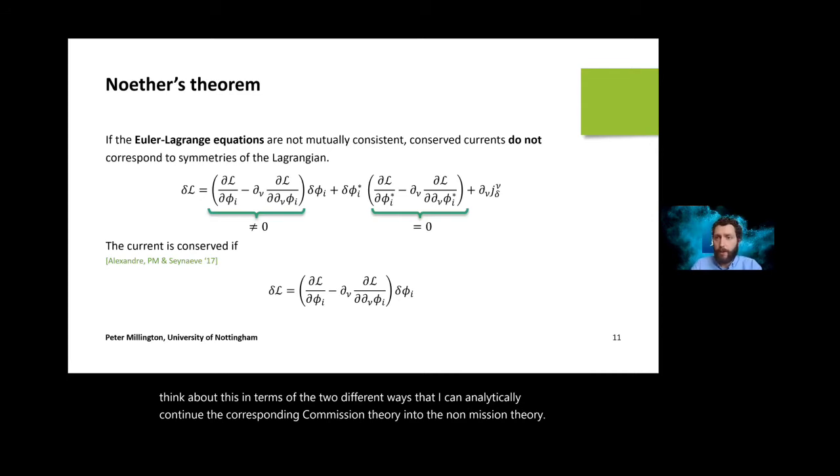So what does this mean for the way that continuous symmetry properties are borne out? So if the Euler-Lagrange equations are not mutually consistent, what does this mean for Noether's theorem? Well, what it means is that conserved currents don't correspond to symmetries of the Lagrangian that I wrote down previously. So if we take the variation of the Lagrangian, which is what I've written here, then these two parentheses, which correspond to the left-hand sides of the Euler-Lagrange equations, I can only set one of those to 0. The other will be non-zero if I have a non-trivial solution to the field equations.